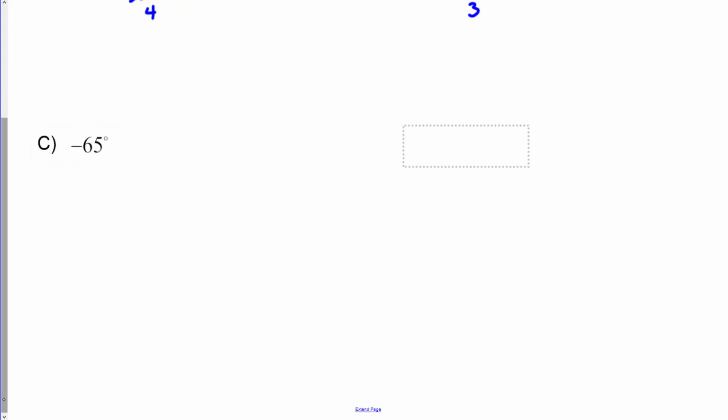All right, negative 65 degrees. Certainly, if you have something that is not within the bounds of 0 to 360, or as you'll get used to in radians, 0 to 2 pi, your final answer needs to be, you need to find a coterminal angle. You want the simplest form of your answer in the end.